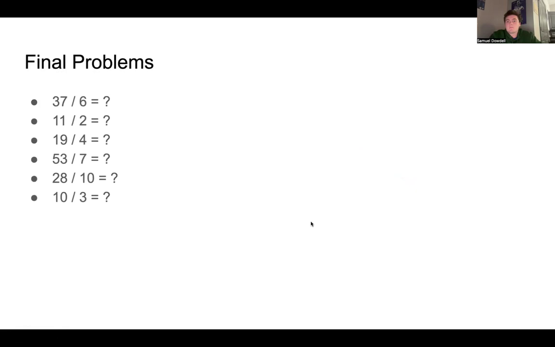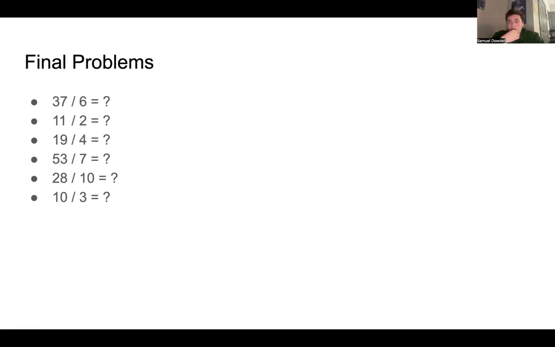So the final problems that I wanted to go over here: first one's 37 divided by 6. Once again, that could be done the same way: 6, 12, 18, 24, 30, 36. So we know that 6 can go into 37 6 times. It's going to leave us with a remainder of 1. 11 divided by 2. We know if we've got 2 groups, we can fit 5 into each group. So we know we're going to have 5 with a remainder of 1.